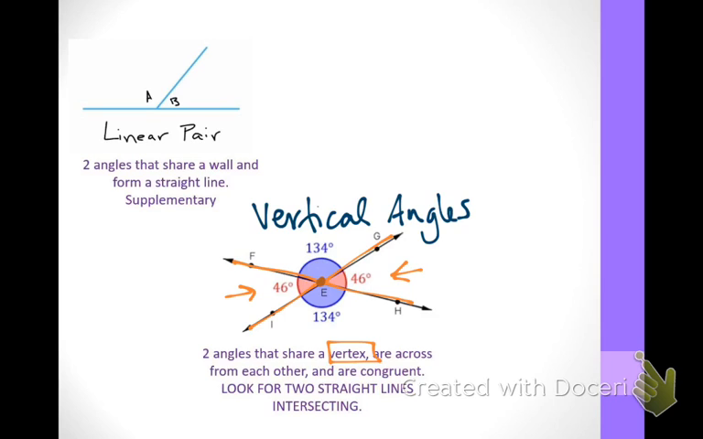They only touch vertices, okay? So, there's that. They're directly across from each other, and they are perfectly congruent. Look for two straight lines intersecting. So here's what that means. Remember that tool I showed you that just draws a straight line? If I can use that tool to draw a straight line, then you're looking for where they intersect, because it literally draws out where the two angles are. Up and down, side to side, those are going to be vertical to each other, all right?